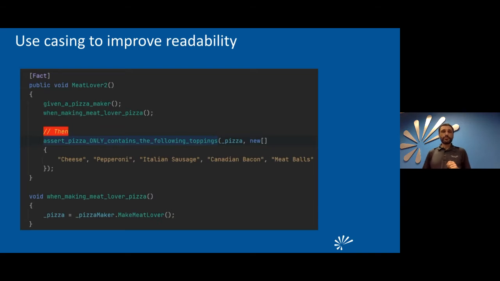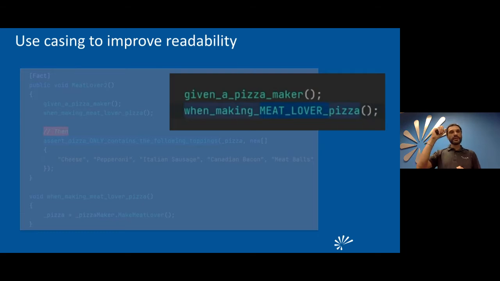And here, also using the casing to improve readability. So instead of having all lowercase when making meat lover pizza, play with the casing. Like in this case, meat lover, I've made it all uppercase. Because if I have like half a dozen tests there for the different pizzas that I make, by scanning through the code, those things that are uppercase will jump at me. So the mind will be able to identify those things way quicker, right?